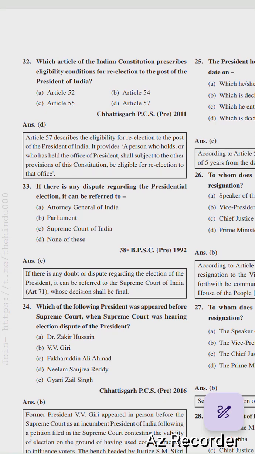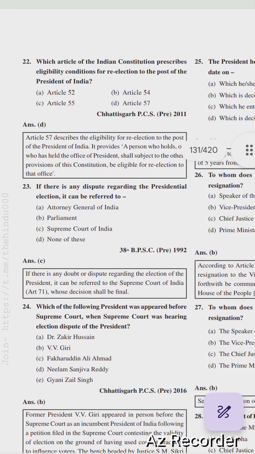Which article of the Indian Constitution prescribes eligibility condition for re-elections to the post of the President of India? Options are Article 52, Article 54, Article 55 and Article 57. Right option is option number D, Article 57. Article 57 describes the eligibility for re-elections to the post of President of India.